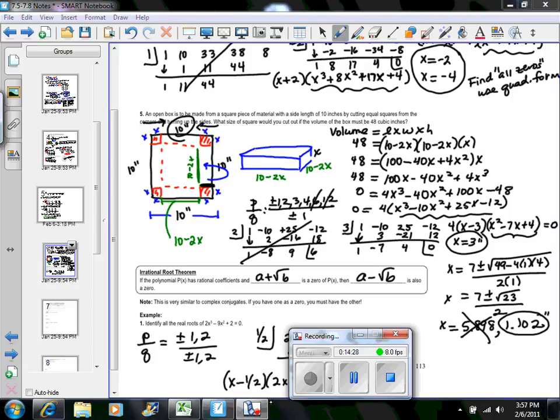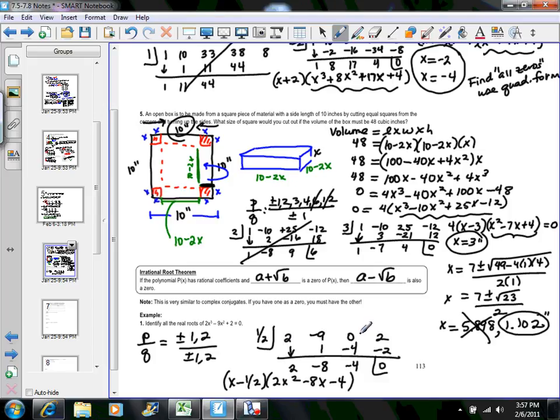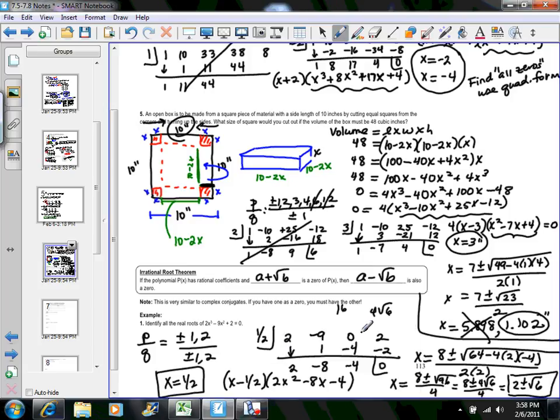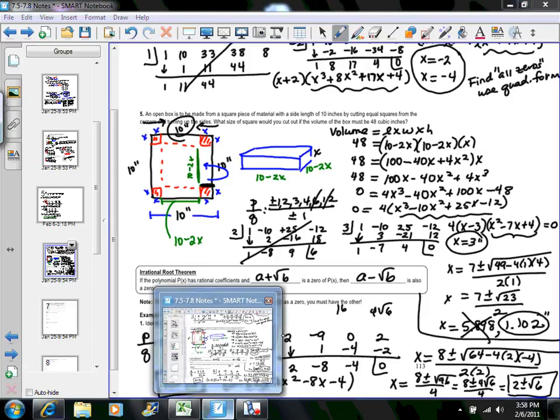Let's see how much time I have. Okay, when you use the quadratic formula on the other one, I'm running out of time, so I'm going to pause this and do that off to the side. Okay, so when I find my answers, I'm going to use the quadratic formula. I get 8 plus or minus the square root of 96 over 4, which reduces down to 2 plus or minus root 6. So there's 2 answers there. That's the irrational root theorem. 2 plus root 6, 2 minus root 6, and the last one was the 1/2 from before.